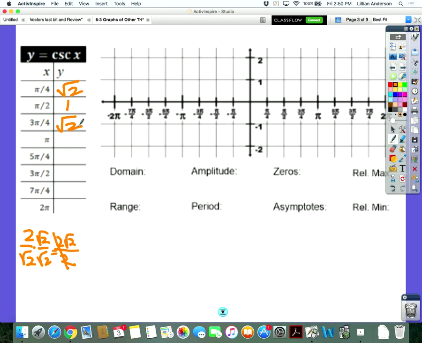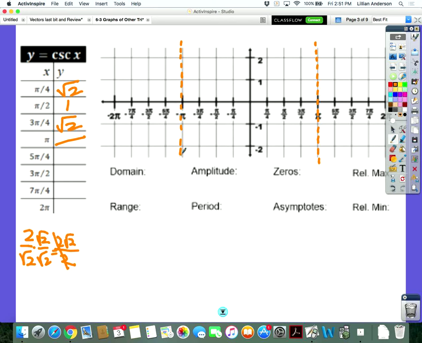What was the sine of pi? 0. When you flip 0 over 1, it's going to be undefined. You can write UND, undefined. What's happening if something's undefined? It's an asymptote, a vertical asymptote. So at pi, there's a vertical asymptote on the graph of cosecant. And there would also be one at negative pi, because if you look at the other side, we just flipped everything over.